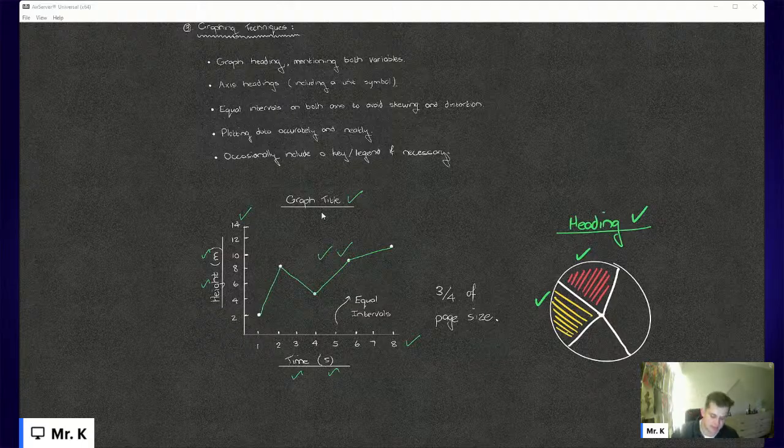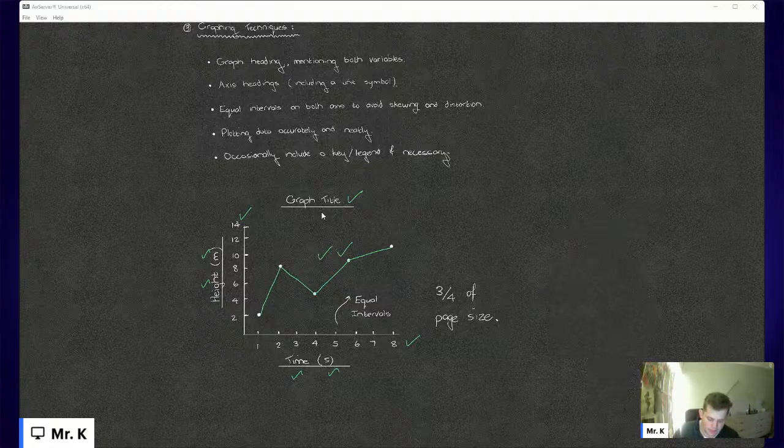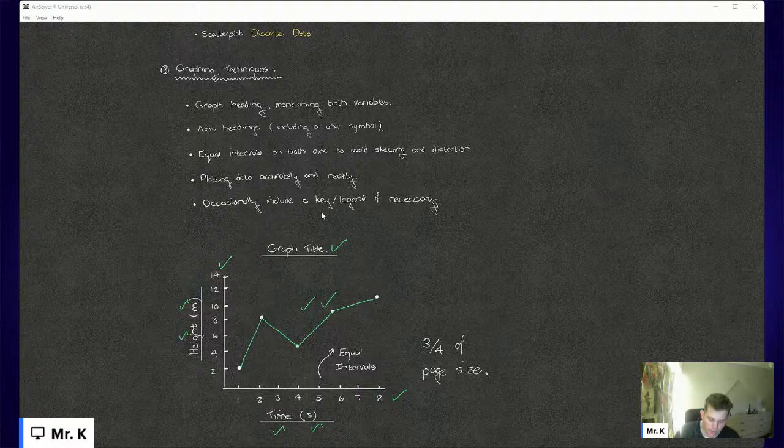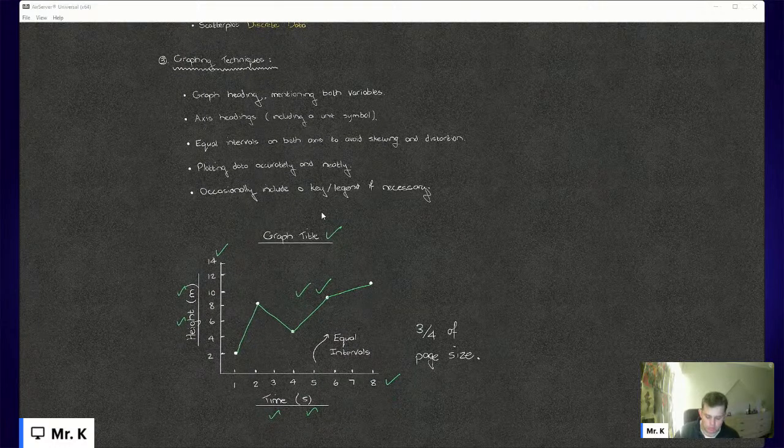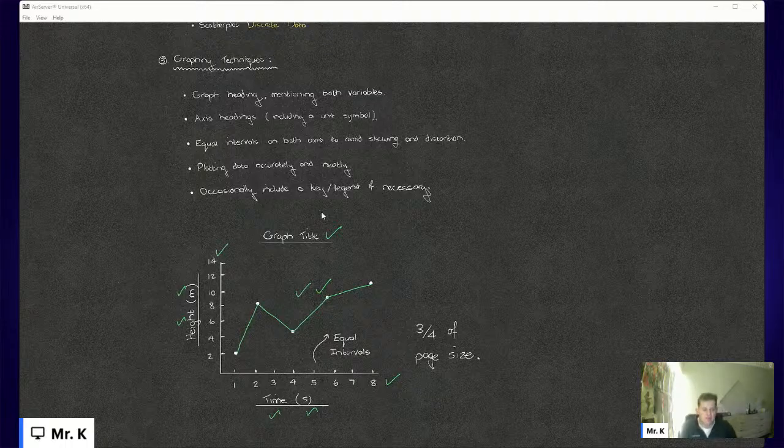All right, guys, I hope that makes sense. But this is what you should be aiming for when we are drawing graphs for different classes, most definitely in maths, but also in other subjects.